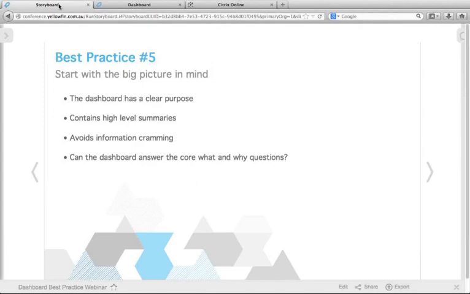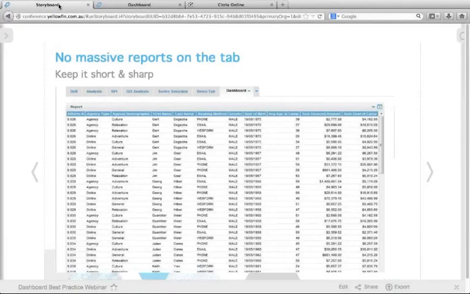So it should contain some high-level summaries and also try to avoid information cramming. Finally, you will need to ask yourself, does the dashboard answer the core what and why questions? So try to avoid quite large reports on your dashboard tab. It's actually quite a common scenario that someone who's not familiar with dashboards, when they first try to build one, may just drag across quite a large table. So really try to avoid long, large tables that would prevent quick and easy reading.